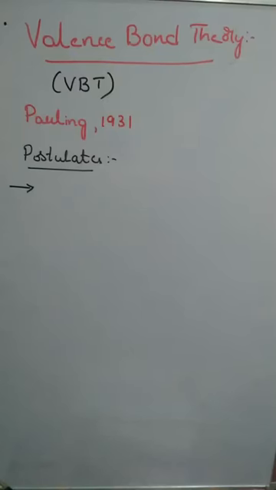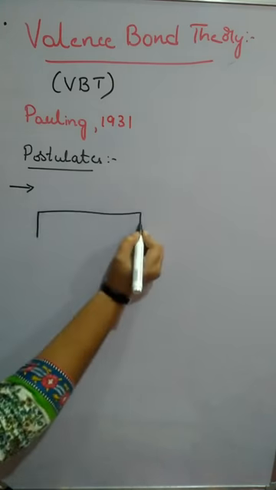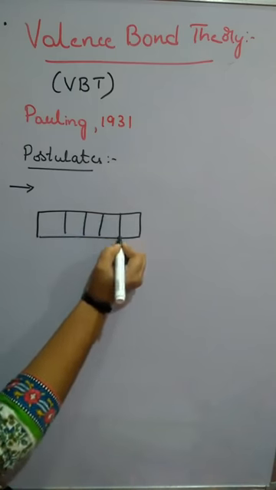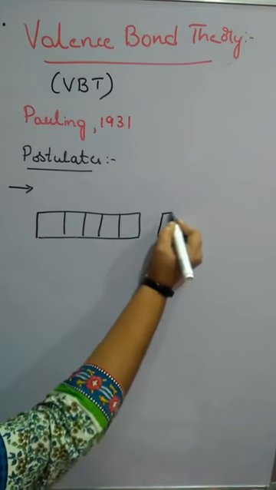The orbitals will be hybridized here. We have seen that the central metal, whatever orbitals are involved in the coordinate bond, those orbitals have to be hybridized. It undergoes hybridization to form equal energy orbitals. So during hybridization, it may take inner d orbitals or it may take outer d orbitals also.